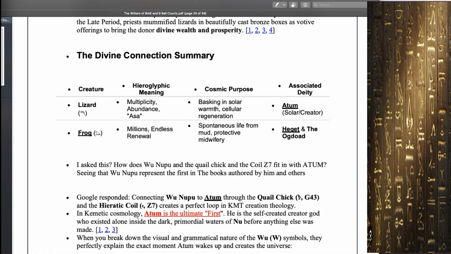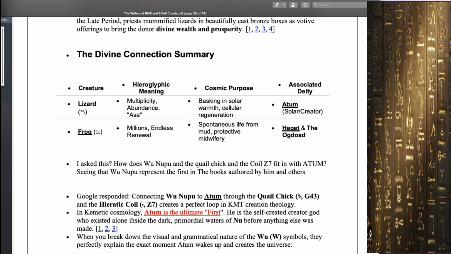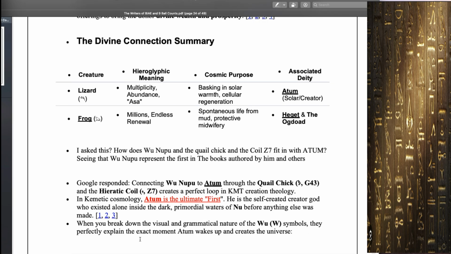G43 in the heretic coil, Z7 creates a perfect loop in Kemetic creation theology. In Kemetic cosmology, Atum is the ultimate first. He is the self-created creator god who existed alone inside the dark primordial waters of Nu before anything else was made. When you break down the visual and grammatical nature of the symbols, they perfectly explain the exact moment Atum wakes up and creates the universe.